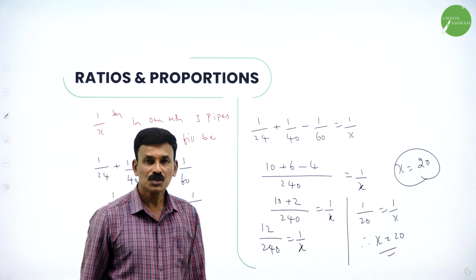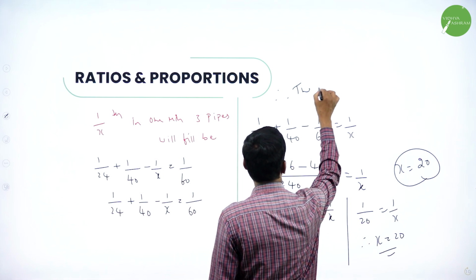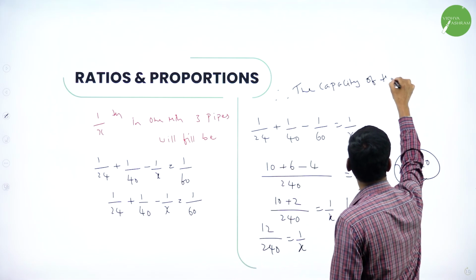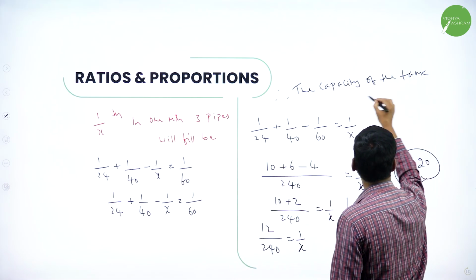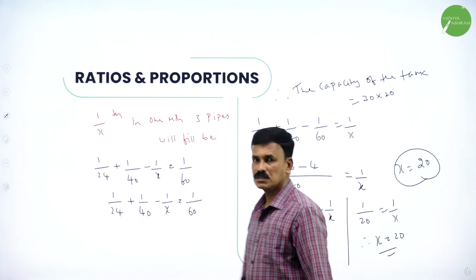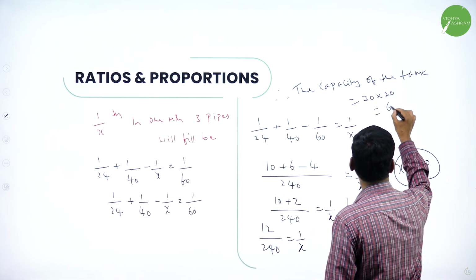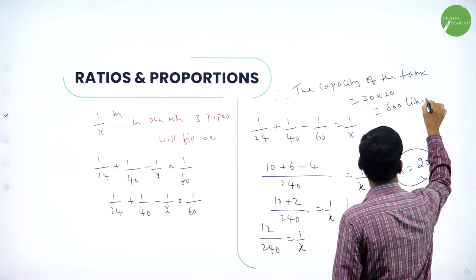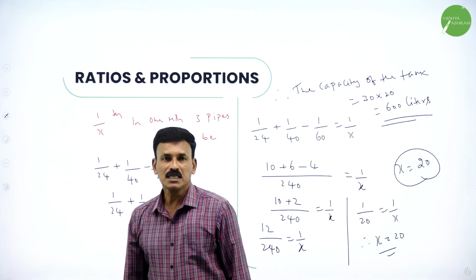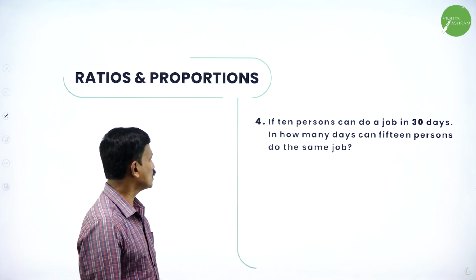So the capacity of the tank is equal to 30 into 20. What is this equal to? 30 into 20 is nothing but 600 liters. So the capacity of the tank is 600 liters. That's it. This is how we are going to solve. Now move on to the next problem.